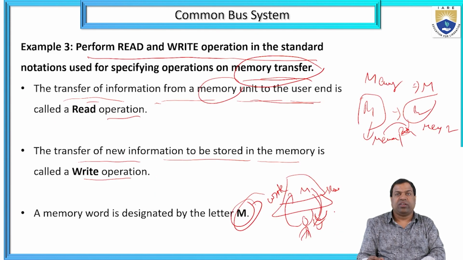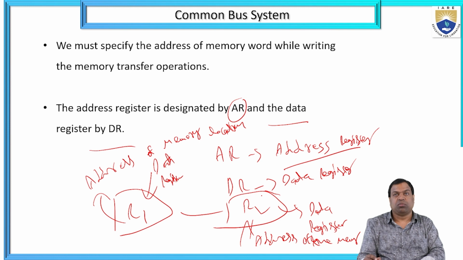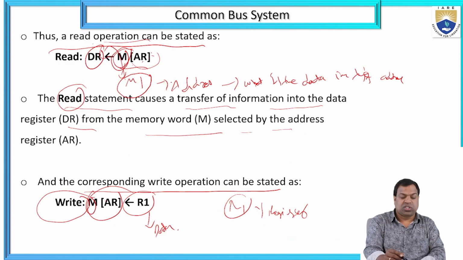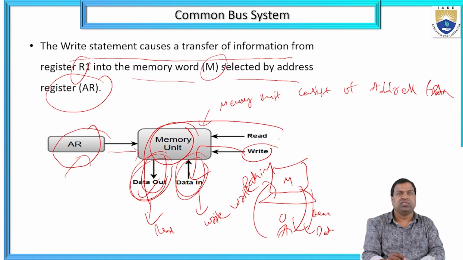Example: read and write operations using standard notation for specifying operations on memory transfer. Read operation, write operation, and the letter M. We must specify the address of the memory word while writing the memory transfer operations. The address register is designated by AR and the data register is DR. Here it is a read operation: DR gets M of AR, the memory word addressed by the address register transferred to the data register. And what is a write operation? I'm taking one register R1 with particular data, and the address of this data is AR. The memory word is M of AR, so R1 to M of AR. It is a write operation.